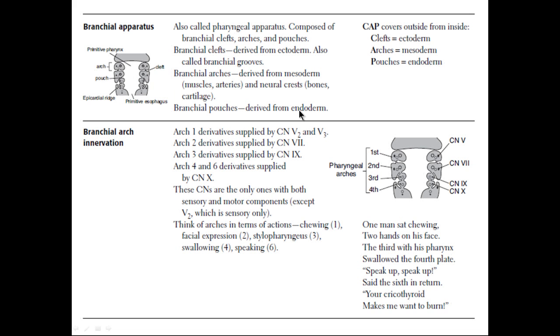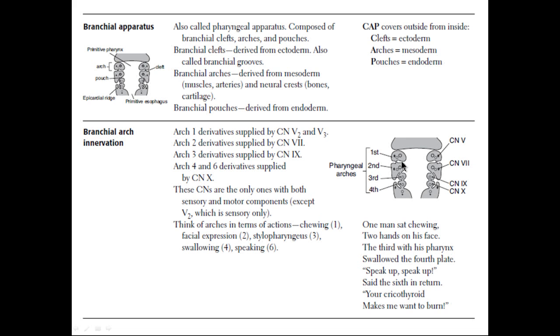And the pouches are derived from endoderm. Kind of makes sense. You're in past the mouth, so everything in here is going to be lined with endoderm. So it's ectoderm cleft, endoderm pouch, and the arches themselves are going to have all three. They're going to have mesoderm and neural crest. They're going to be lined with ectoderm and endoderm. And the arch itself is going to be mainly mesodermal, muscle, connective tissue, and some neural crest that migrates in.